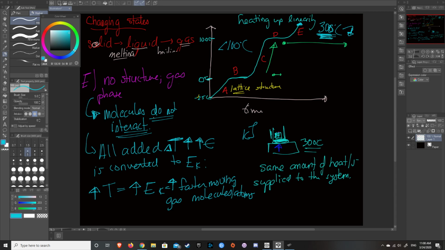So I hope this video was useful. You must be able to draw graphs like this. You must be able to say that the parts here, right here, and right here, the word that we need to know is plateau. It is a plateau, and that's where all of the energy is used to overcome the lattice energy and overcome the intermolecular forces. And you must be able to label what happens at each section, what happens at A, B, C, D, and E. So hopefully this was useful.